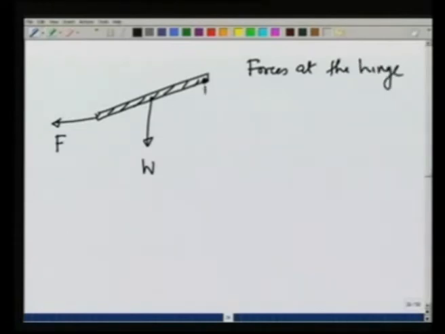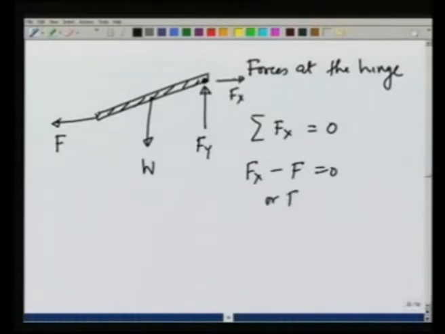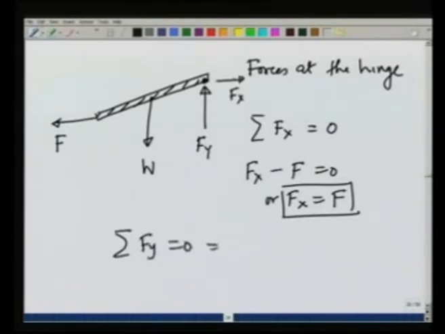As I said just now, the hinge is capable of applying a vertical force and a horizontal force, F y the vertical force and F x the horizontal force. Then summation F x is equal to 0 gives me the horizontal force, and that gives me F x minus F is equal to 0, or F x equals F. Similarly, summation F y is equal to 0 gives me F y minus W is equal to 0, or F y is equal to W.